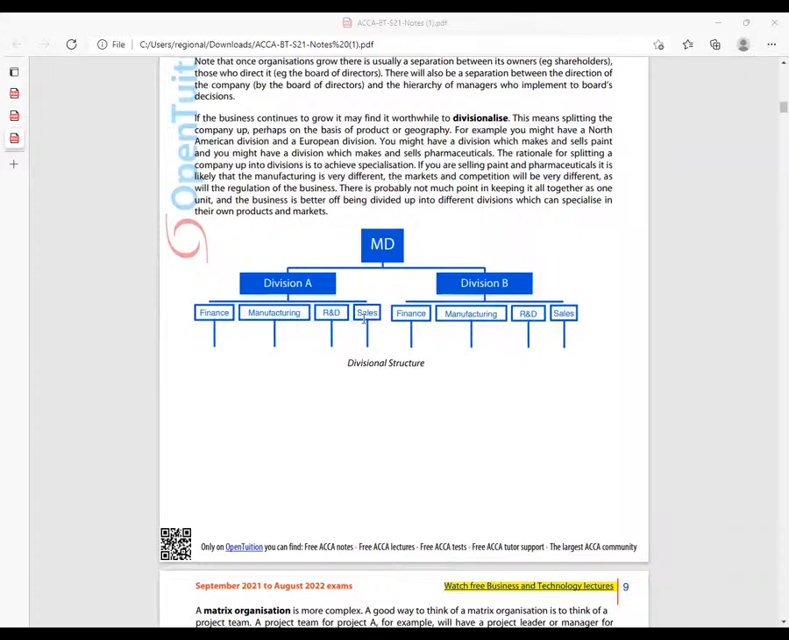It's a divisional structure. Serious organizations like breweries, ladies and gentlemen, for their major brands, they have this departmentalization in the form of what here? In the form of products.